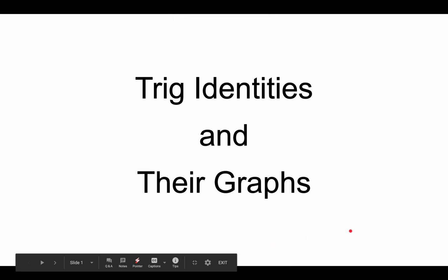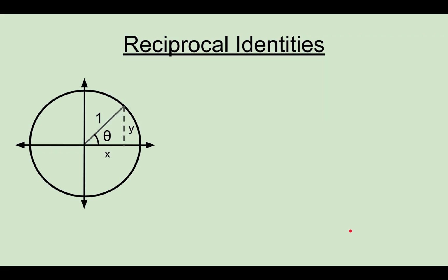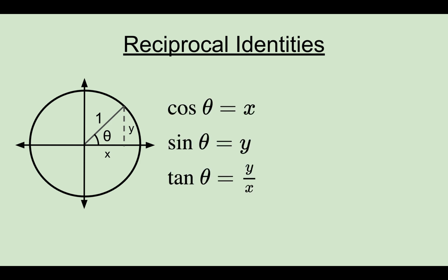Okay, so let's talk about trig identities and their graphs. The first thing we're going to talk about are reciprocal identities. So here's our nice unit circle. We have our right triangle in the first quadrant, just our generic right triangle. We have an x leg and a y leg, horizontal and vertical, and a radius of 1, which is our hypotenuse.